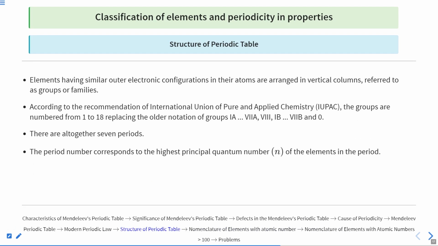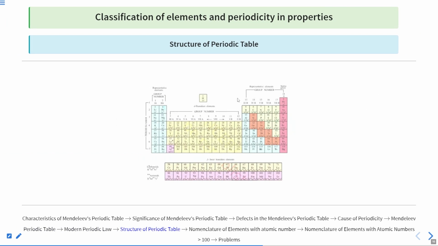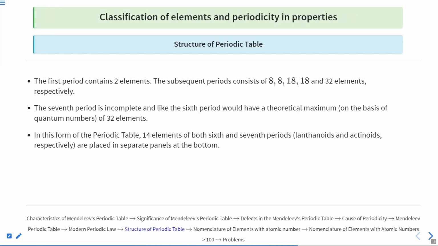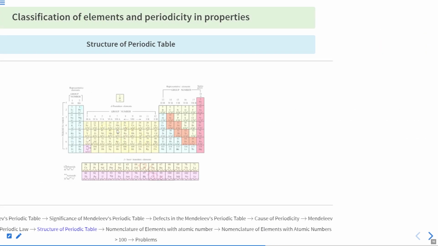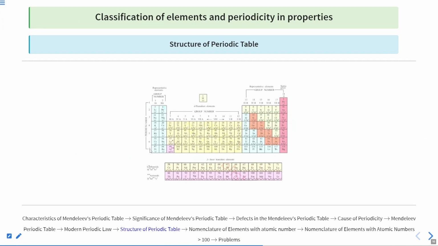Now elements having similar electronic configuration in their atoms are arranged in vertical columns. So if you talk about the groups, they will have the same electronic configuration. There will be some disparity, but apart from the disparity, we will see that they have the same electronic configuration. The 7th period is incomplete, like the 6th period would have a theoretical maximum of 32 elements. If you look here, this is the 7th period. This is incomplete, right?